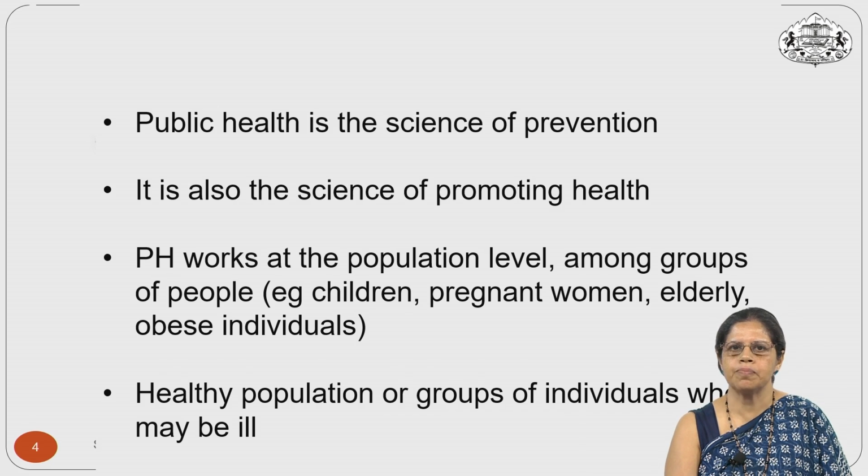I would like you to note that public health works at the population level, and this is the biggest difference between public health and medicine or other disciplines such as physiotherapy or dietetics. What happens, for example, is that a doctor treats an individual patient. A dietitian gives advice to an individual patient. In contrast, public health works at the level of population. Public health professionals work among groups of people, for example, amongst children, pregnant women, elderly, obese individuals, people with tuberculosis, and so forth.